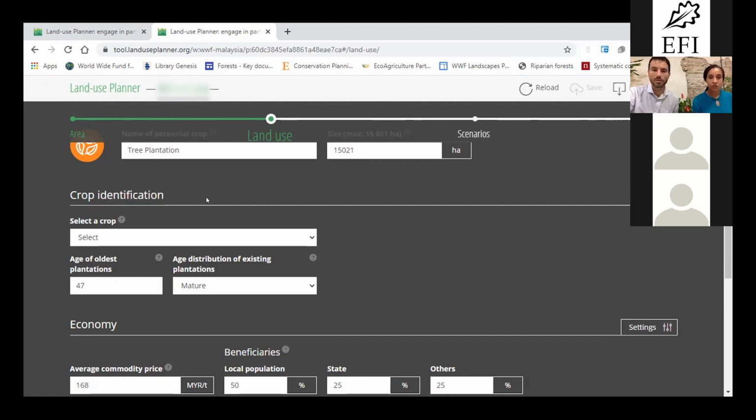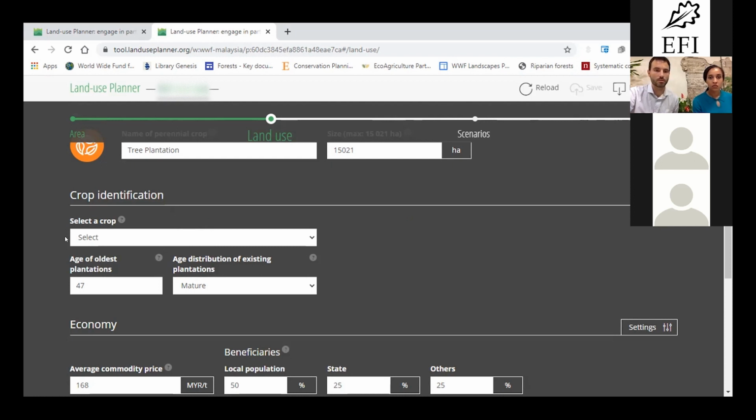Is that correct? Yeah, so actually there's only one plantation, which is I think 60,000 hectares. So they started in the 70s. Yeah, in the 70s. Okay. We're talking of the age of the trees, not of the age of the concession.